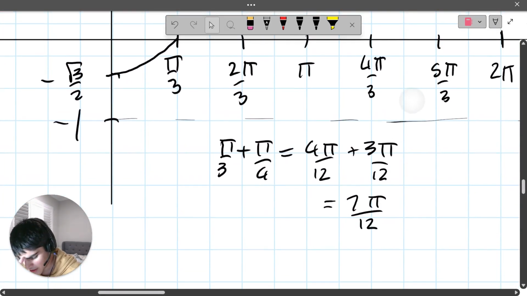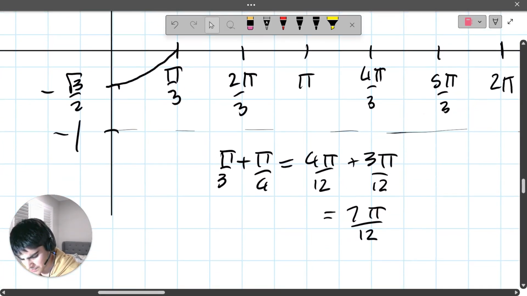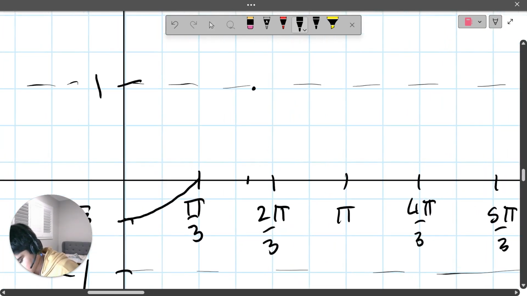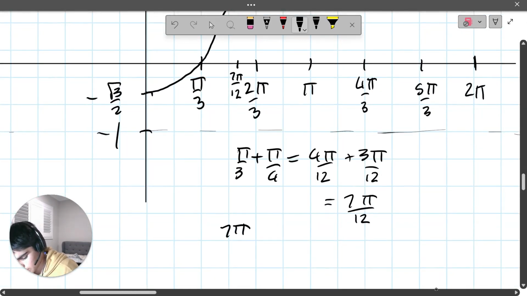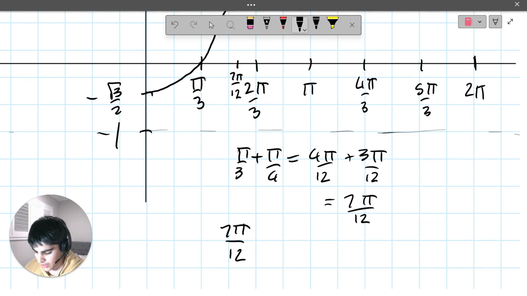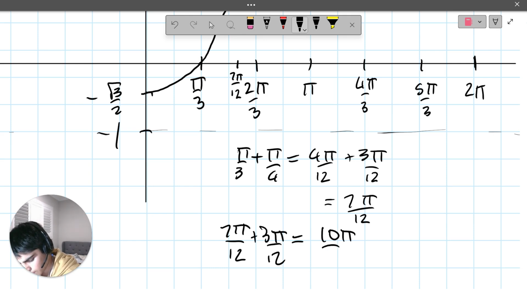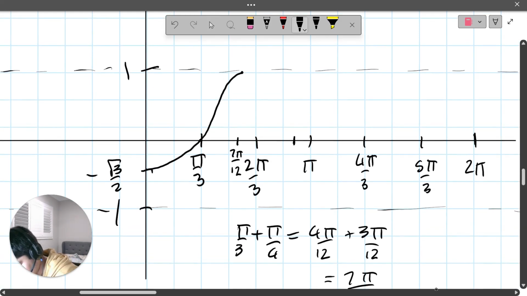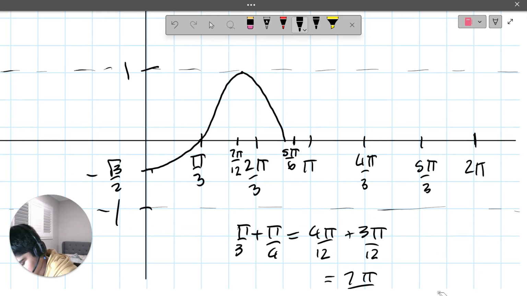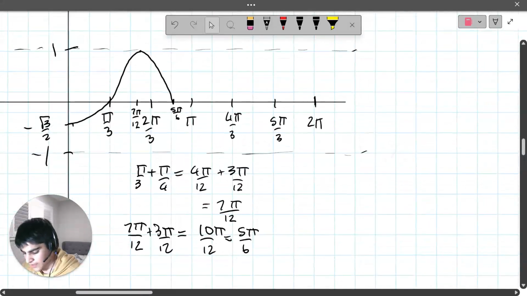This is approximately here, so 7 pi on 12. Pi on 4 is equivalent to 3 pi on 12, so for ease of calculations, I'm going to continue referring to it as 3 pi on 12. 7 pi on 12 plus 3 pi on 12 equals 10 pi on 12, which equals 5 pi on 6. Now 5 pi on 6 should lie approximately here. Okay, let's just adjust this. It should be maybe around here. 5 pi on 6.